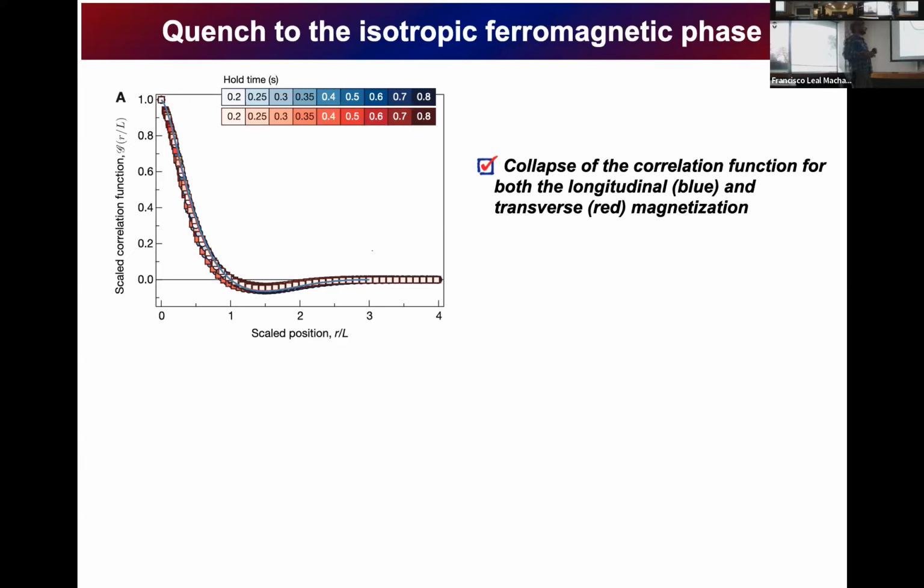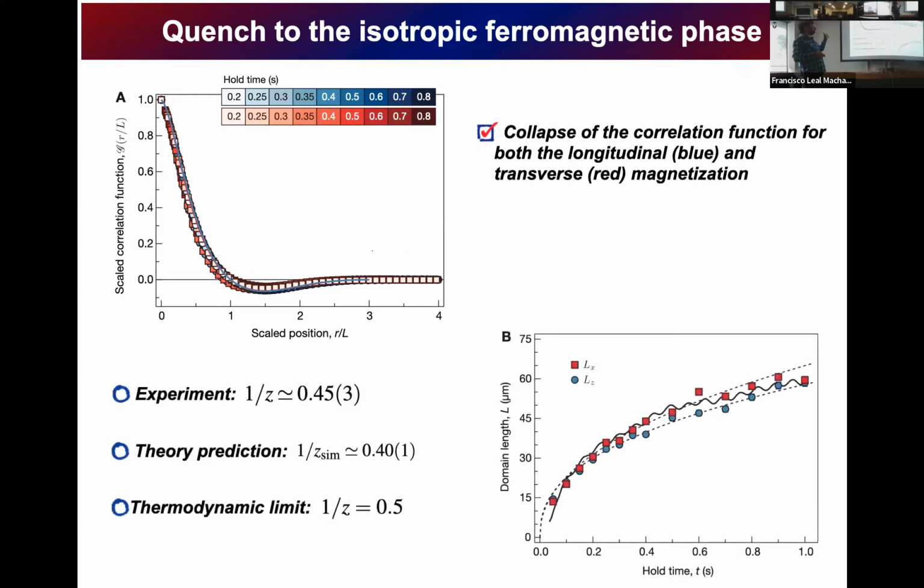So we can argue about the universal behavior, and then we can again monitor the corresponding domain size, where you can see here with the red lines the X direction and with the blue circles the Z direction, and we can measure again the critical exponent, both in theory and experiment. We see 0.45 critical exponent in the experiment and 0.40 in the theory. This is again a deviation due to finite size effects.